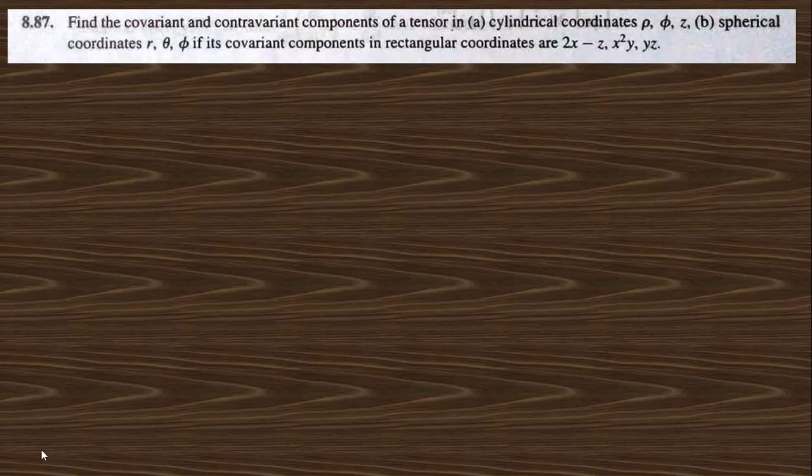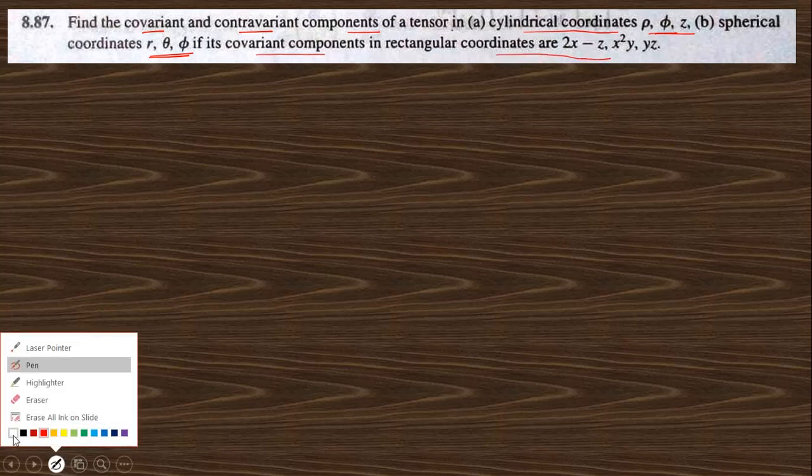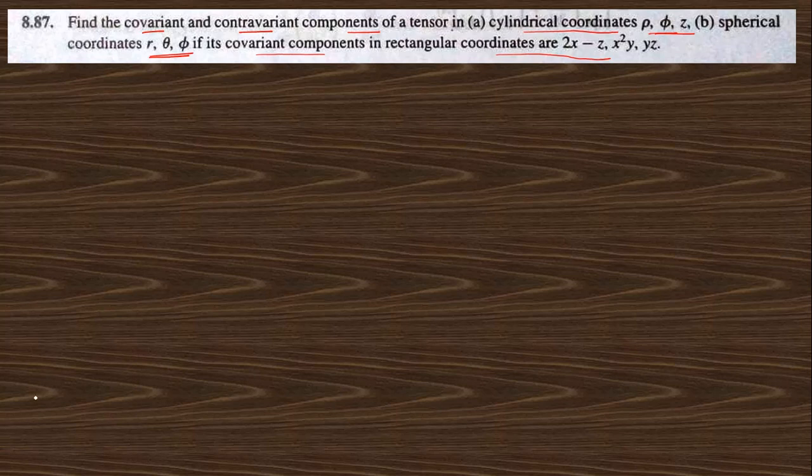So let's start with question number 8.87, which says: find the covariant and contravariant components of a tensor in the cylindrical coordinate system (rho, phi, z) and the spherical coordinate system (r, theta, phi) if its covariant components in rectangular coordinates are as given. For that you need to know the conversion from the rectangular coordinate system to the cylindrical coordinate system as well as the spherical coordinate system.